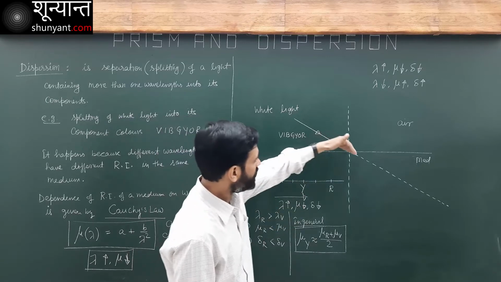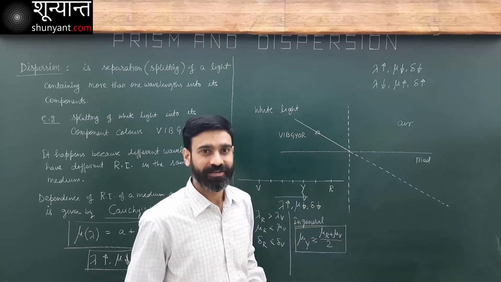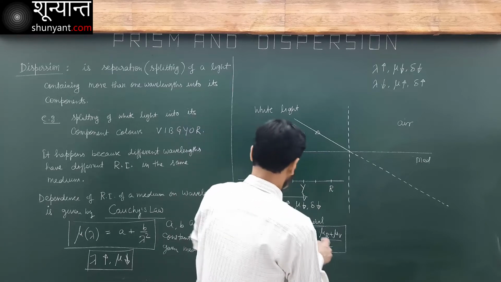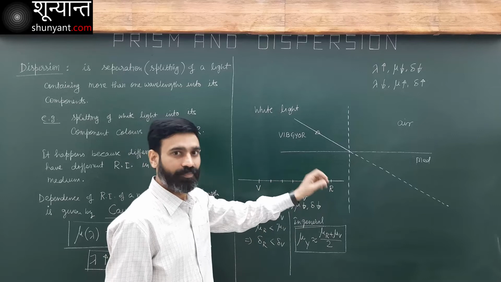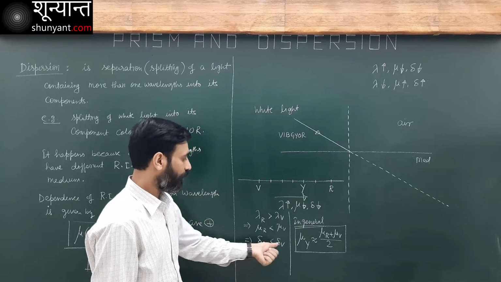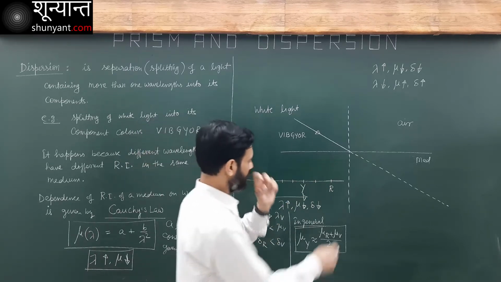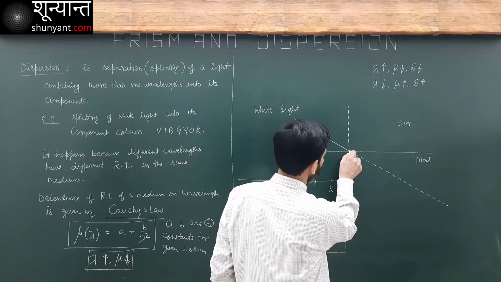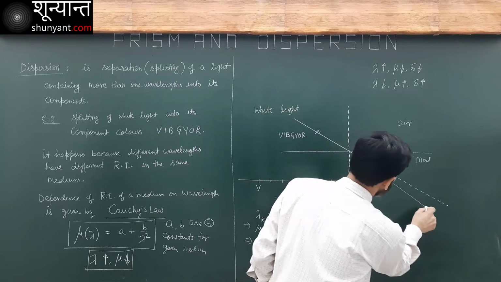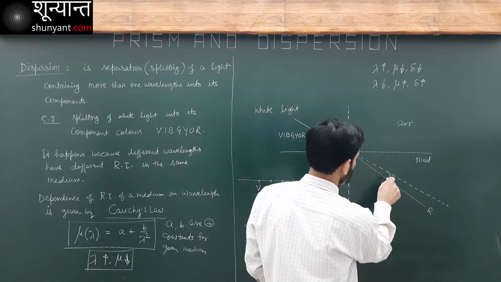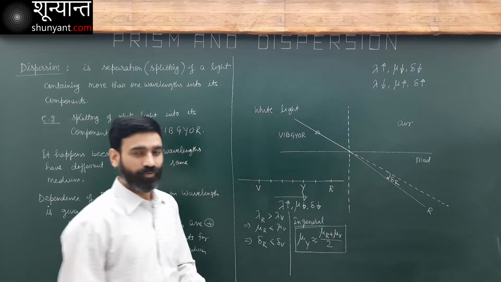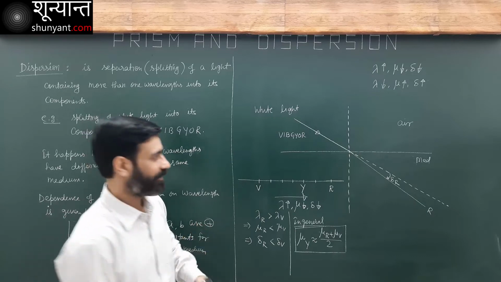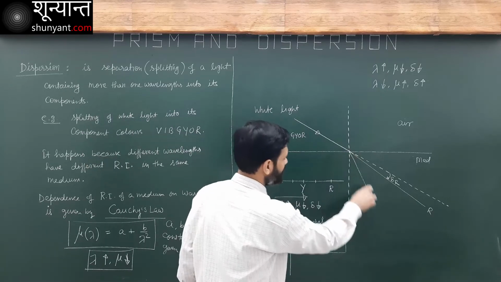So the moment it enters, it is going to break into seven different parts. Which one will have which deviation? Red will have minimum deviation, and violet is going to have maximum. The moment it enters, it is going to split like this. This is the red color, delta R. It is going to have minimum deviation, and this is going to have maximum deviation.